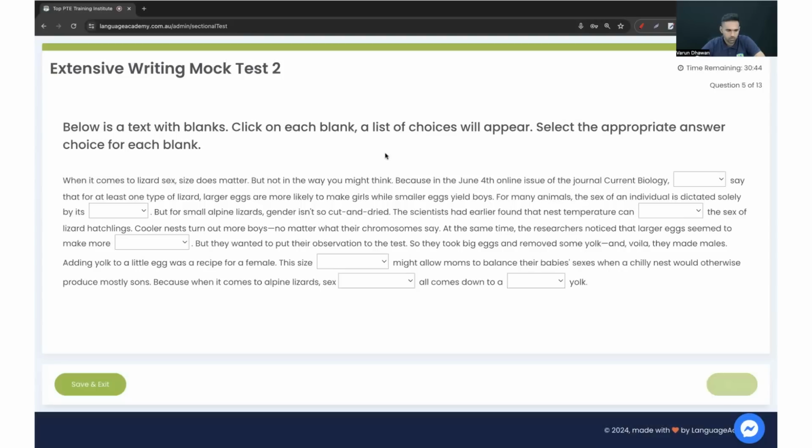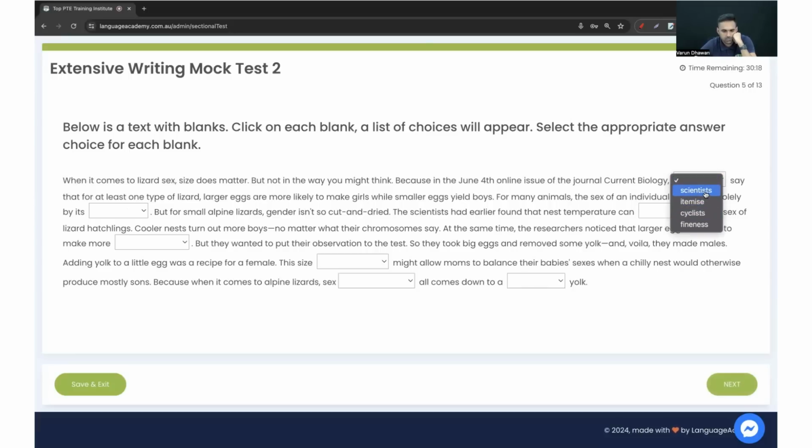Let's go on. When it comes to lizard sex, size does matter, but not in the way you might think. Because in the June 4th online issue of the journal Current Biology, dash say that for at least one type of lizard, larger eggs are more likely to be girls, while smaller eggs yield boys. Who will say in a journal? Not cyclist, scientist, obviously, right?